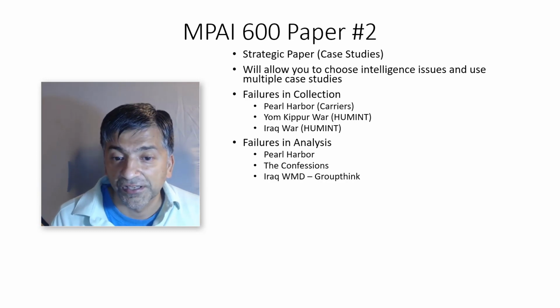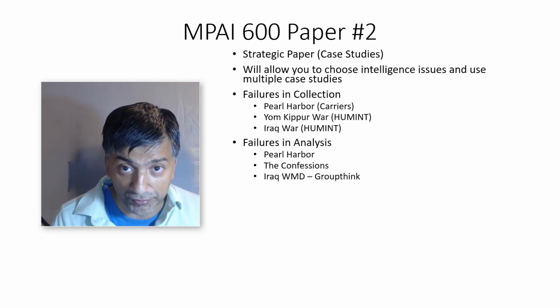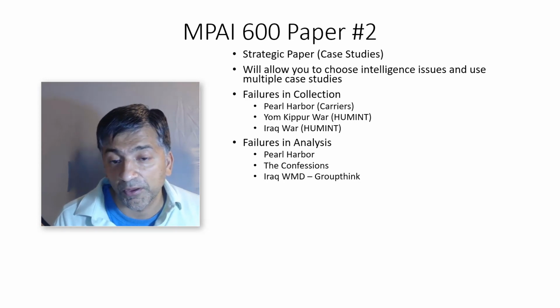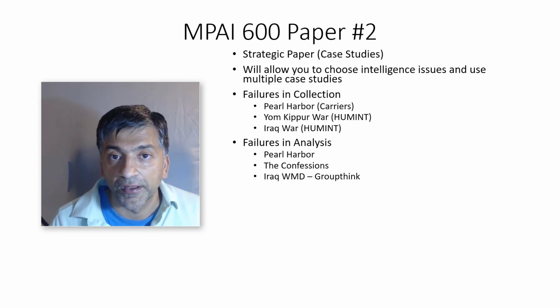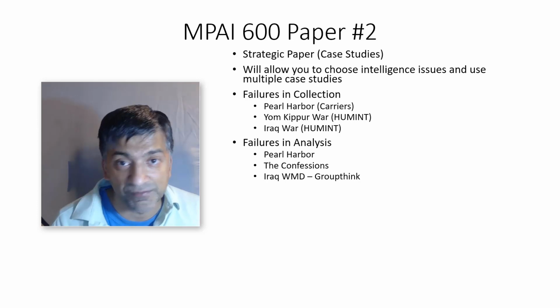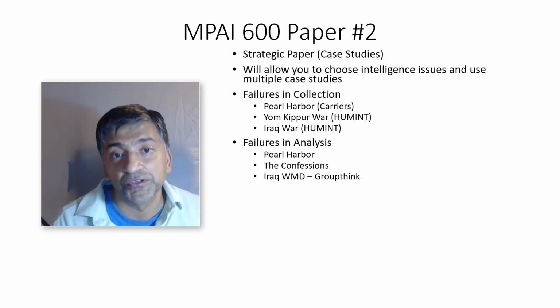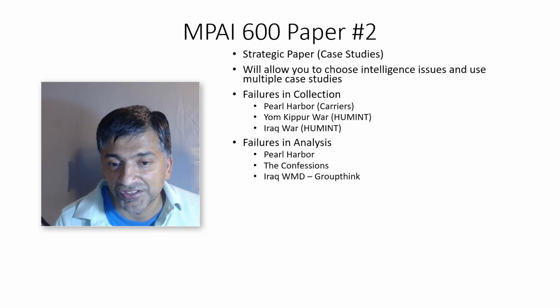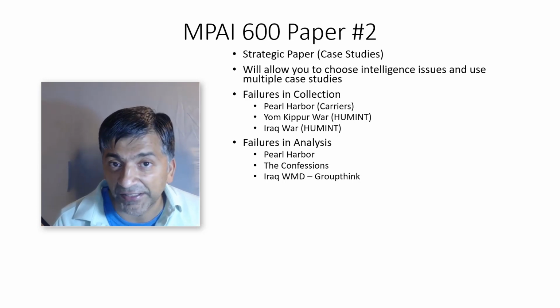Failures in analysis. The Pearl Harbor case study, again, really showed that you had all those indicators of a potential strike at Pearl Harbor, but they were essentially ignored. In the confessions, you had confirmation bias. Again, a key point that is relevant not just in the confessions, but in other case studies as well. In Iraq WMD, you had massive groupthink, particularly with those aluminum tubes that I just discussed, or negative evidence, or any of the other analytical failures that I talked about earlier.